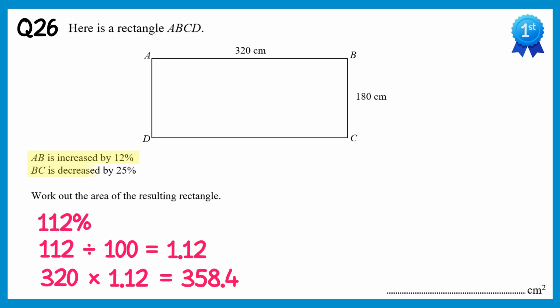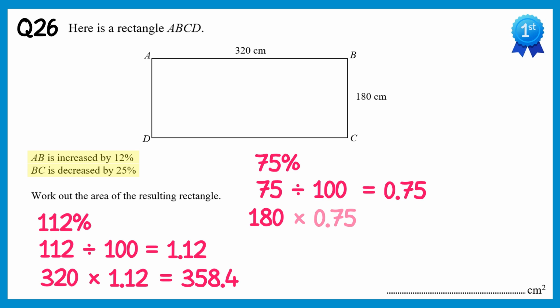Now let's move on to BC. BC is decreased by 25%. So think of the whole amount again, 100%, but this time take off 25%. That gives you 75%. So again, we want to turn this into a multiplier. To do this, we divide it by 100, which gives you 0.75. So to reduce any number by 25%, you multiply it by 0.75. So we want to do BC, which is 180, times 0.75, which is 135.